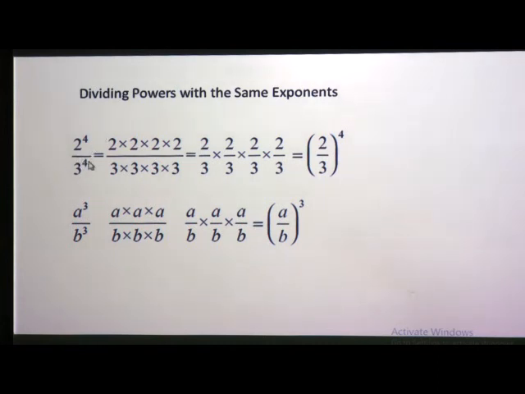can be written in this way, that is 2 raised to the power of 4 and 3 raised to the power of 4, and in this way also we can write as 2 upon 3 raised to the power of 4. So, both ways we can write whenever we require while solving the example, whichever is suitable at that step.